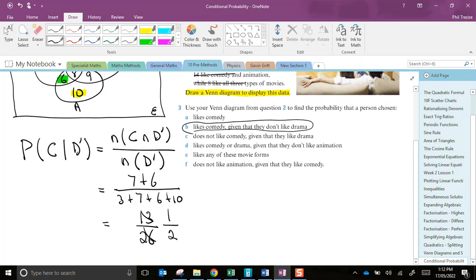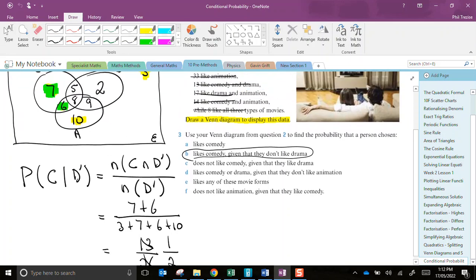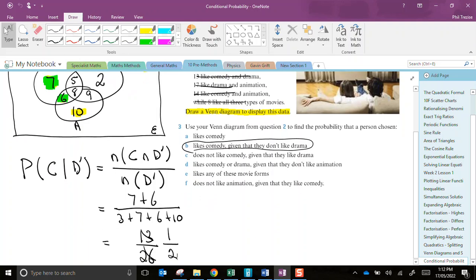I won't do all of them, that's enough. That gives you the idea of how to use your Venn diagram to calculate a conditional probability.